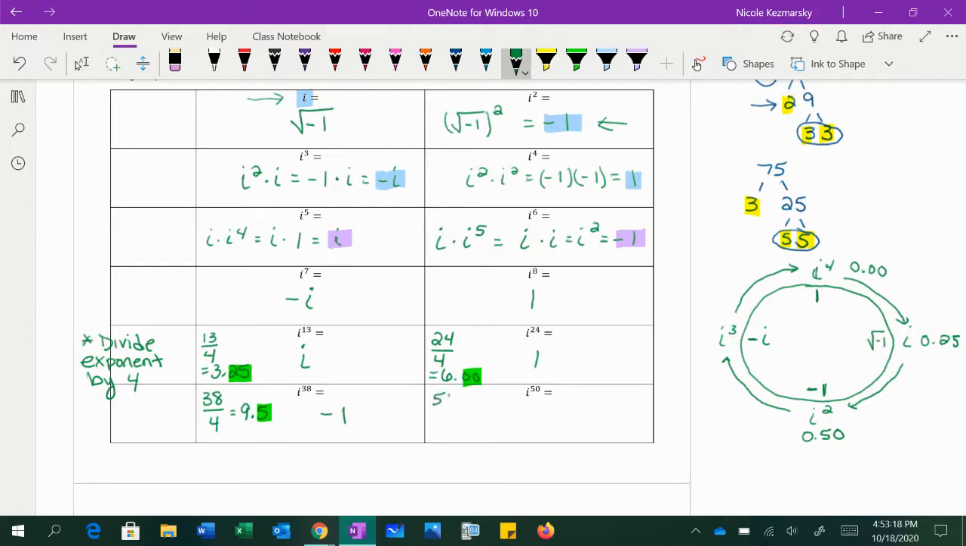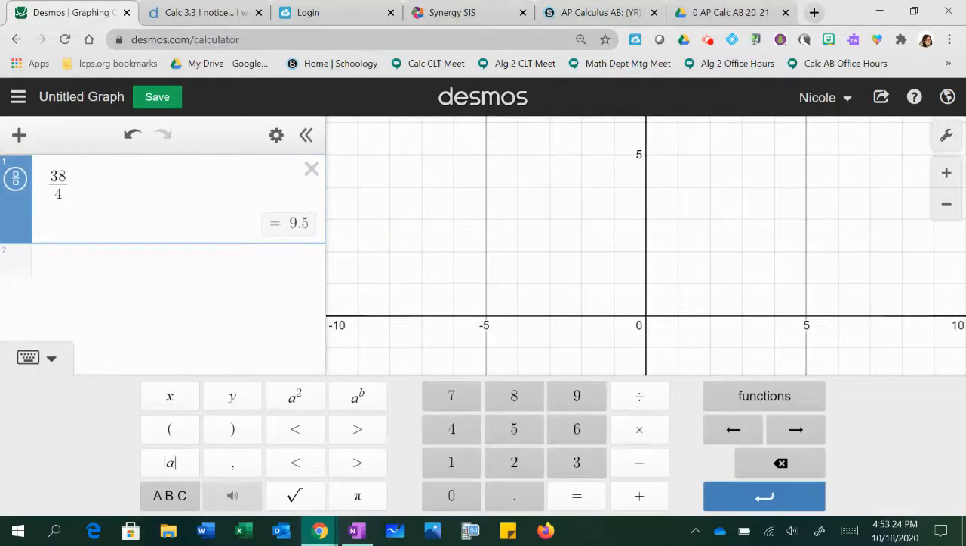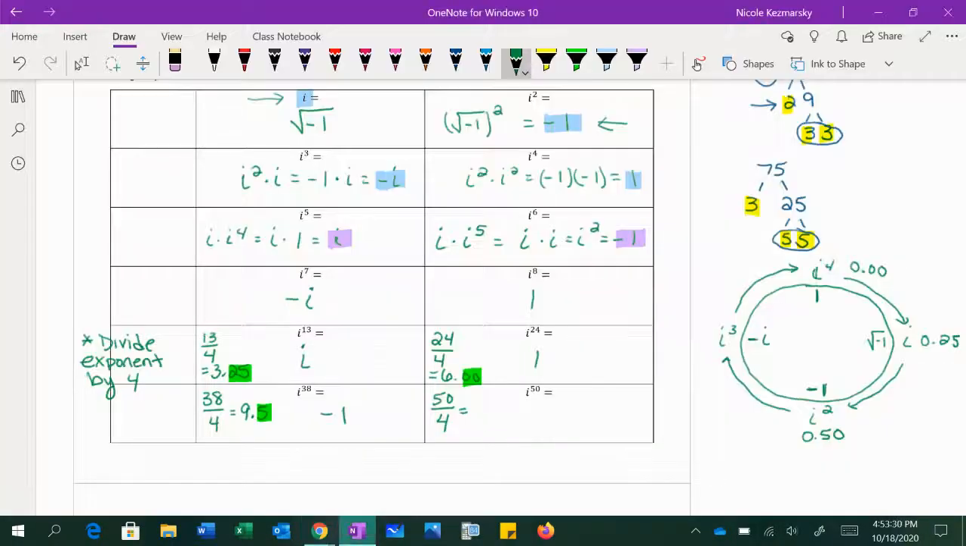And then let's try 50. So 50 divided by 4. And I'll go over to my calculator and do 50 divided by 4 and get 12.5. So there's another 0.5.